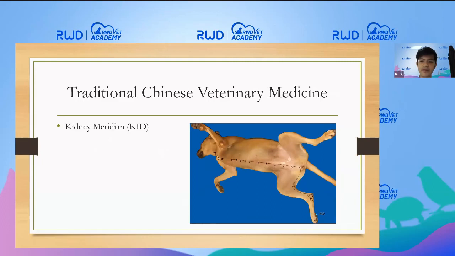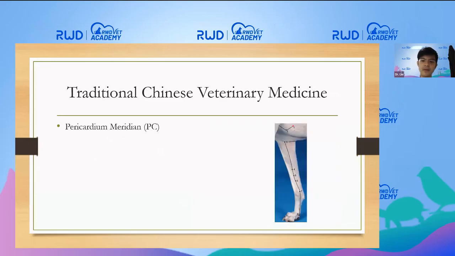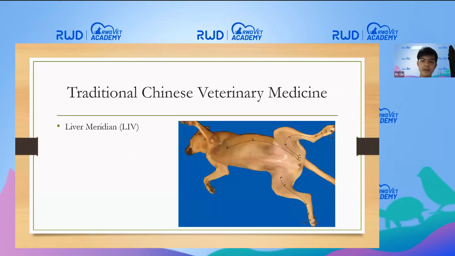The kidney meridian regulates the reproductive system, testosterone levels, and produces bone marrow and blood. The pericardium meridian regulates the qi that surrounds the heart, protects the heart, and ensures proper function and emotional balance. The liver meridian regulates the female reproductive system, circulation of energy, and maintains the flexibility of the ligaments and the tendons.